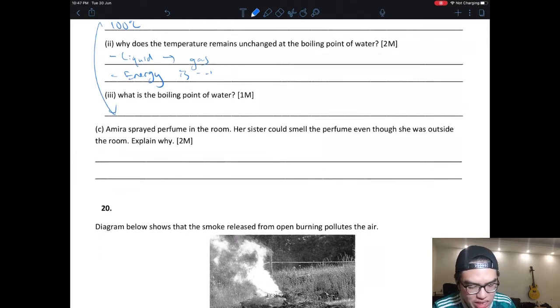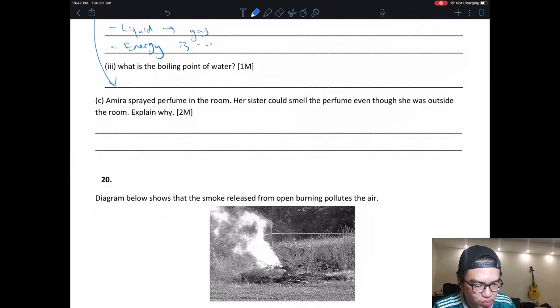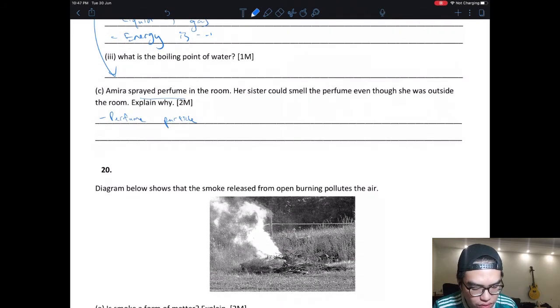So C, Amira sprayed perfume in the room. Her sister could smell the perfume even though she was outside the room. Explain why. Haha, this is what we call diffusion. So you can say the perfume particles diffuse.